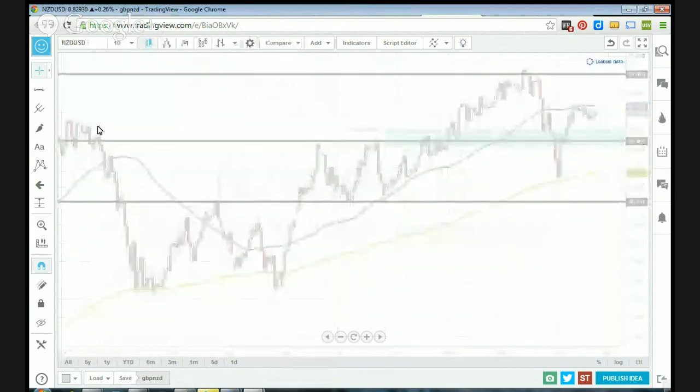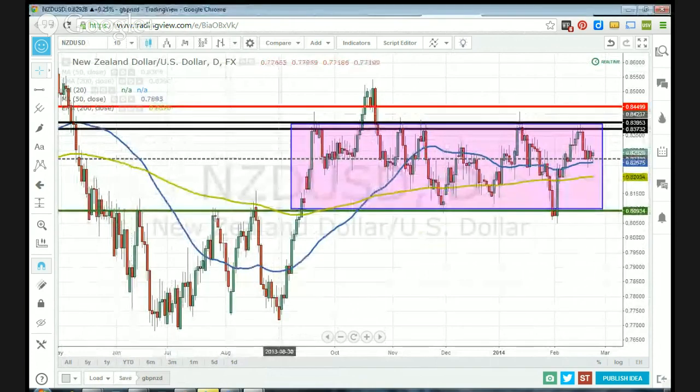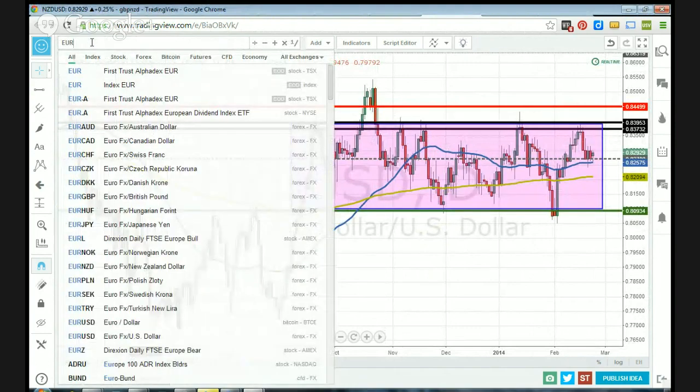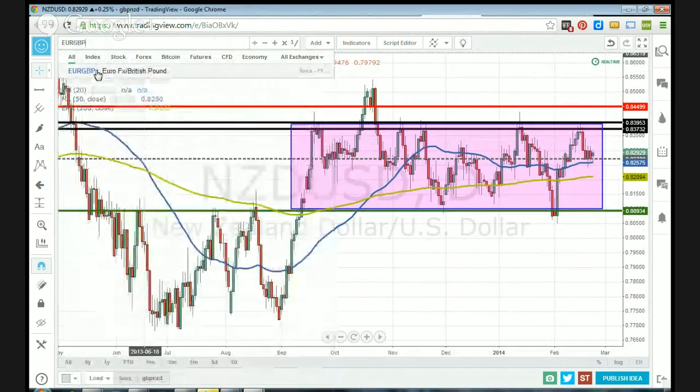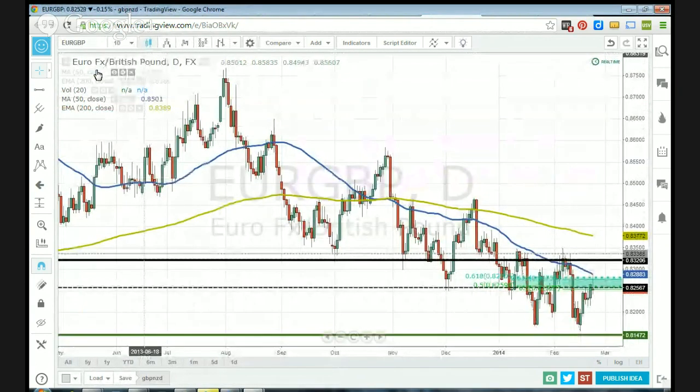Kiwi dollar. Oh yeah, I'm already in this trade here, and I just moved my stop to break even, so we'll see. Okay, so now going to euro pound. Trend is clearly bearish. We want to short that. Have that reversal candlestick there.